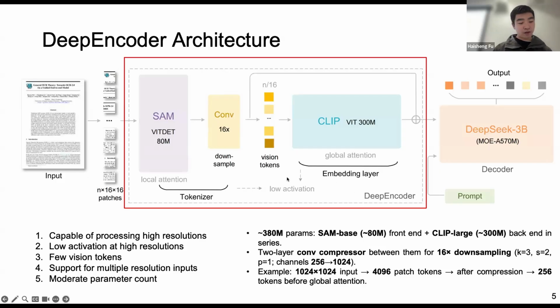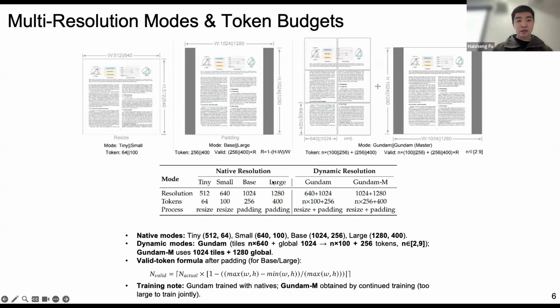This is detailed. Okay, and this part we will introduce how it supports multi-resolution modes. For the small, it can be two patterns. The first pattern is fixed resolutions. For example, it will reset the output document into the fixed page. It can include four patterns. For example, tiny, small, base, large.